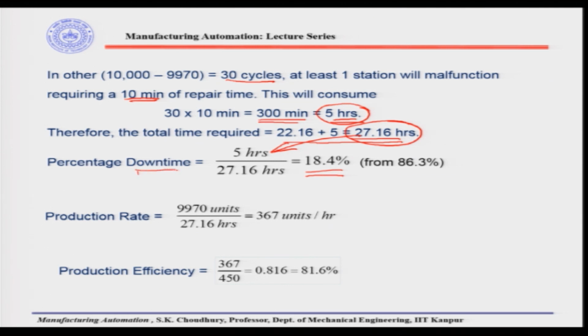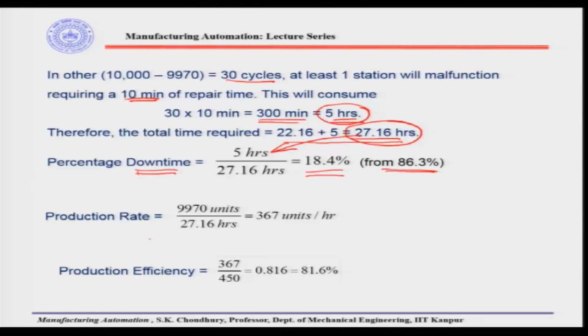The percentage downtime we had earlier, I would like to remind you, when we had one breakdown per 100 cycles, was 86.3%. And here the downtime is much less, it has become 18.4% because we have improved the product quality.